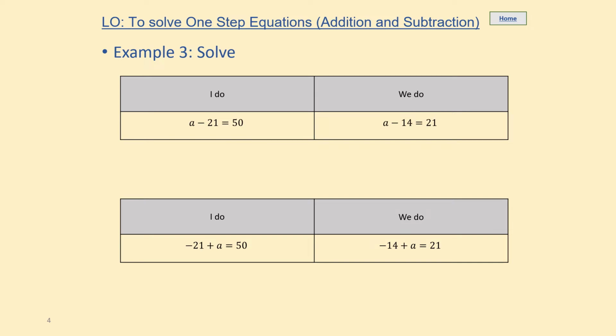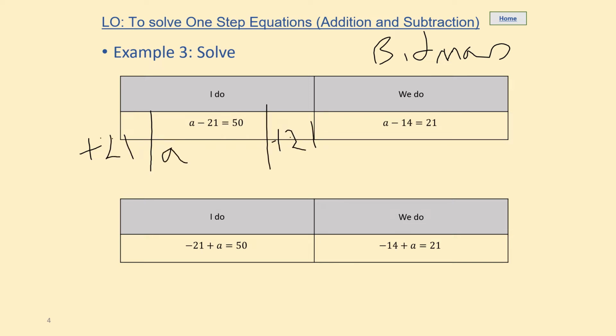So let's look at these ones. We are still using BIDMAS and we will continue to use BIDMAS. Okay, this one's saying subtract 21. So the opposite to subtract 21 is to add 21 to both sides. So A equals 50 add 21, A equals 71.